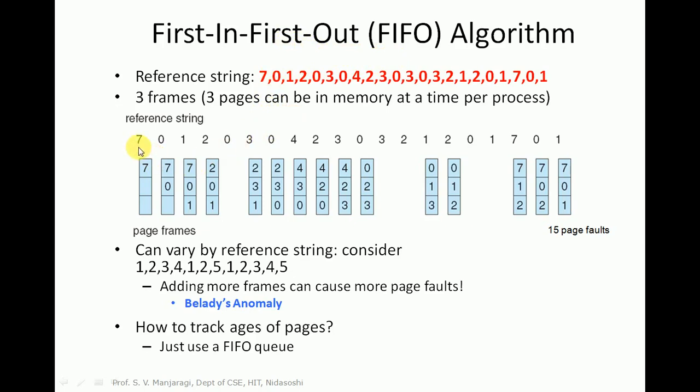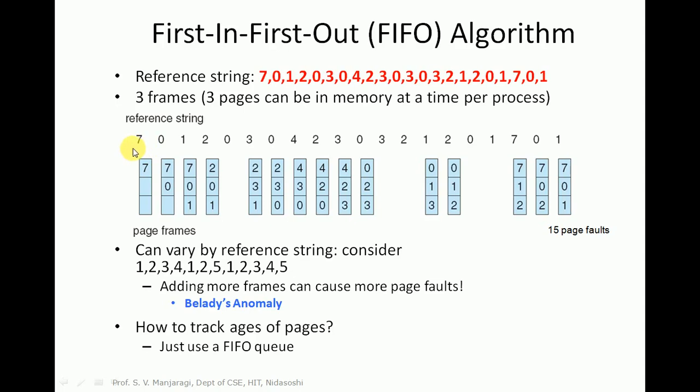Let us take the reference string. This particular box is indicating the number of frames. There are only 3 frames available. Initially, all the frames are empty here. So there are only 3 page frames, all are empty. First of all, we make a reference to page 7.